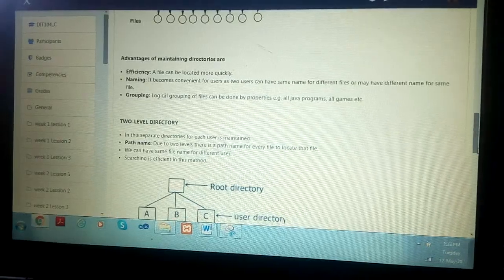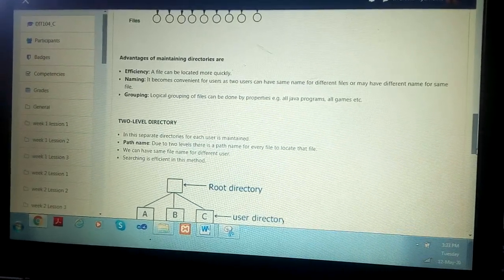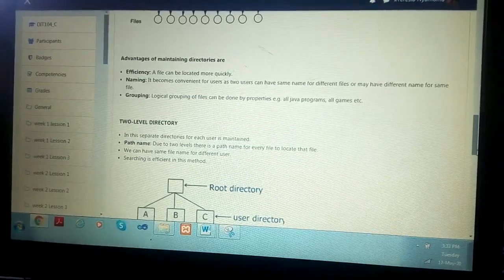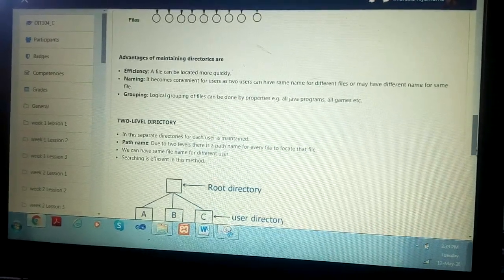Thanks for that. So I'll finish by asking a question. What's the difference between single level directory and two level directory?